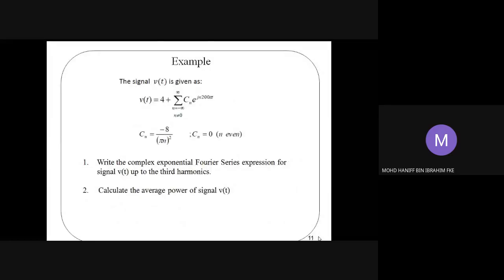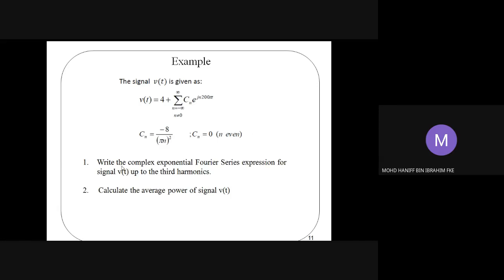Let's have a look at this example here. We are given a v(t) signal, which is equal to 4 plus the summation of n from negative infinity to positive infinity of Cn exponential j n 200 pi t, for n not equal to 0, in which the Cn is given to be negative 8 over (n pi) squared. Further, given that for all even values of n, the Cn is 0. So it means that the Cn we have here is only valid for odd values of n.